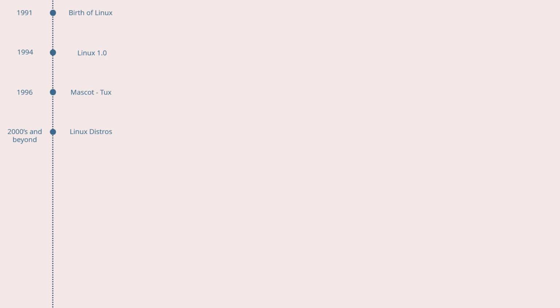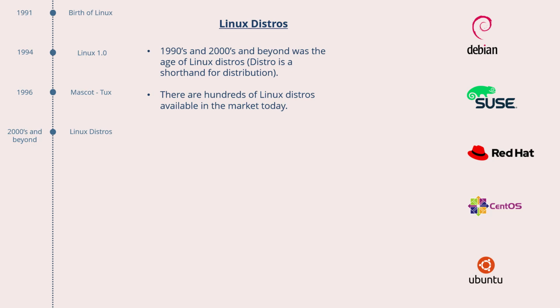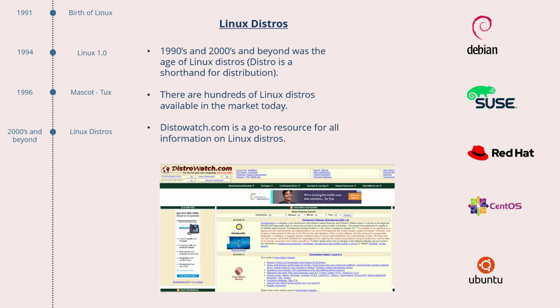Let's move ahead to 2000s and beyond and up to the present. This was the age of the Linux distros. Distro is a shorthand for distribution. There are hundreds of Linux distros available in the market today. You can see the logos of some of the most popular distros in the market today: Debian, SUSE, Red Hat, CentOS, Ubuntu. And distrowatch.com is a pretty cool website. You can find all the information on pretty much any Linux distro on this website.